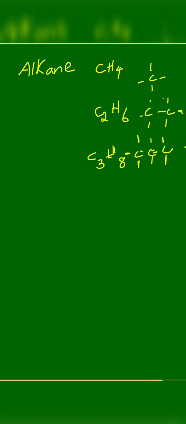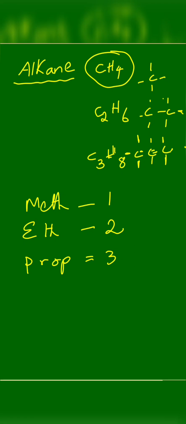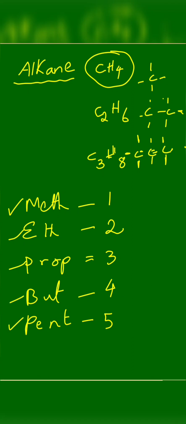Now, let me start with alkanes. See the first compound of alkane, methane, CH4. Here, I also want to tell you that meth means one, eth means two, prop means three, bute, not but, but bute means four, pent means five, and so on. You have to know only this meth, eth, prop, bute, pent for the board exam.